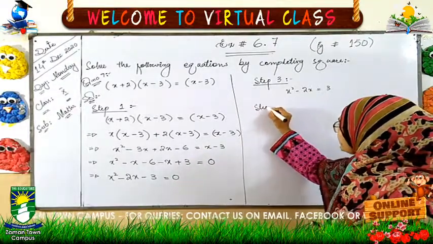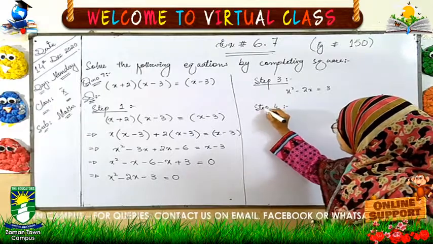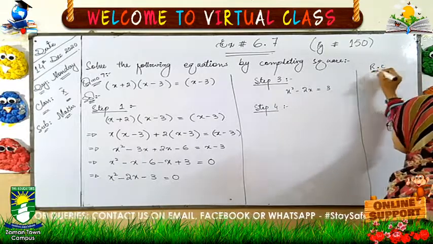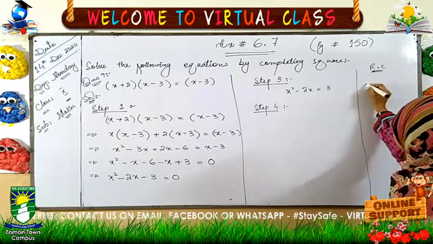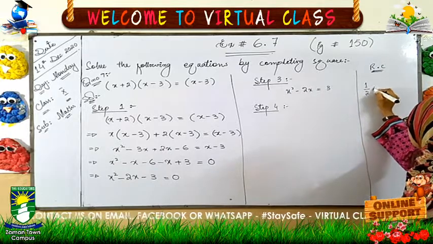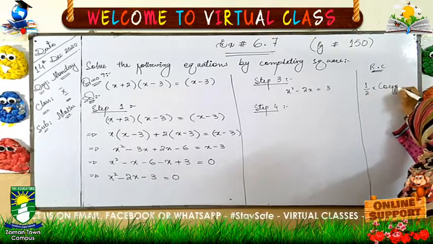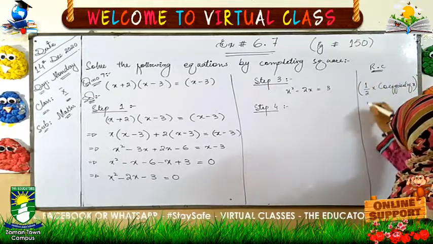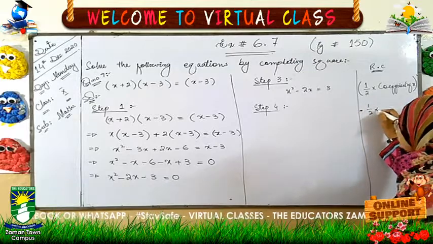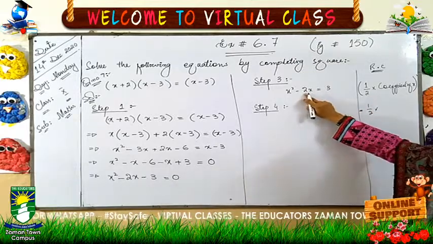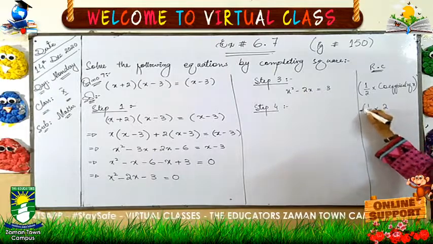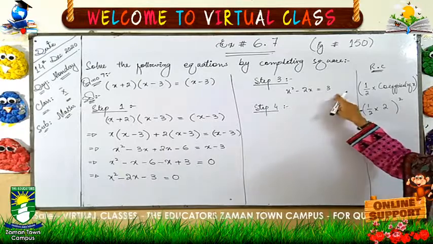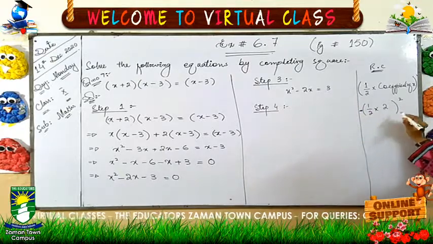Now we are having step 4, making a rough column. What we have to do is take 1 upon 2 multiplied by the coefficient of x and take the square. What is the coefficient of x? The coefficient of x is 2. Whatever value we get here, we have to add that value to both sides of the equality. So how do we simplify it?